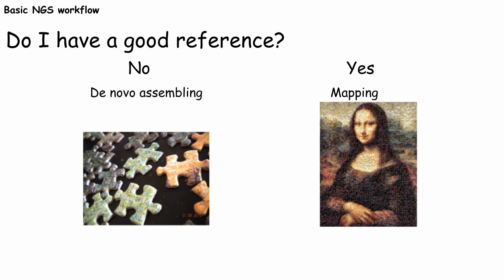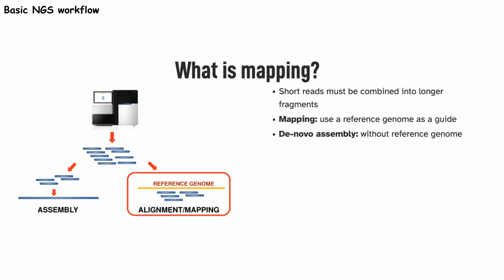The basic NGS workflow begins with a question: do I have a good reference? If no, we proceed with de novo assembling. If yes, we proceed with mapping. Mapping is the process where short reads are aligned to a known reference genome. De novo assembly is used when a reference genome is unavailable to combine short reads into longer fragments.